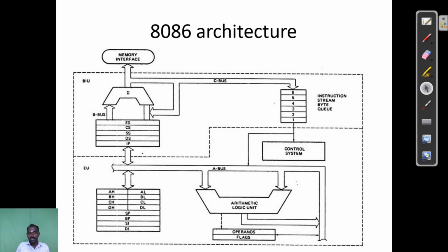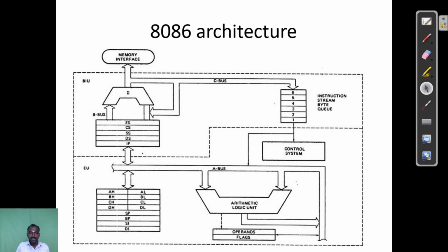In the 8086, 4 segment registers are used: the extra segment ES, the code segment CS, the stack segment SS, and the data segment DS. The memory space can be divided into segments of 64 KB. The 4 segment registers are used to hold 4 segment base addresses.